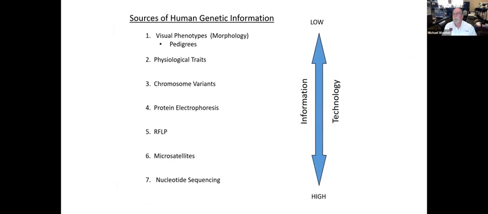Okay. Now, last thing to say about this long lecture, sorry, is that if you look at all these things together, the amount of information at the top here, morphology, is low, right? A few markers, a few things. The amount of information from nucleotide sequencing is just massive, huge amounts of information. But the technology required to do those two things is really different, right? Up here, we can do it.